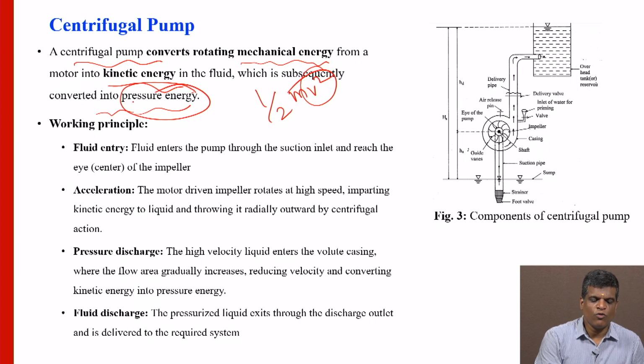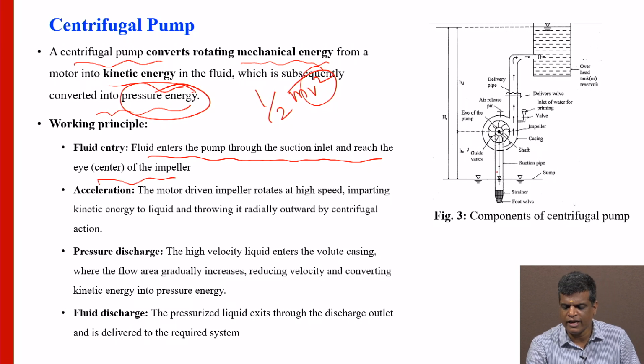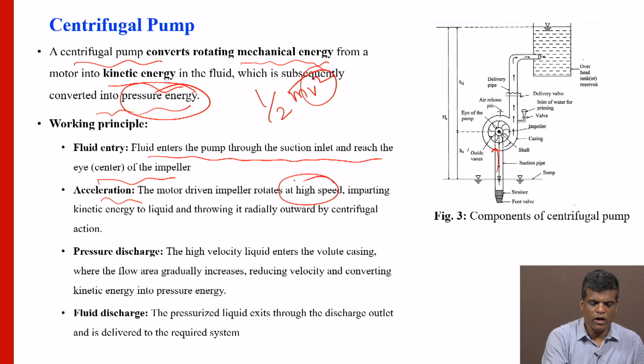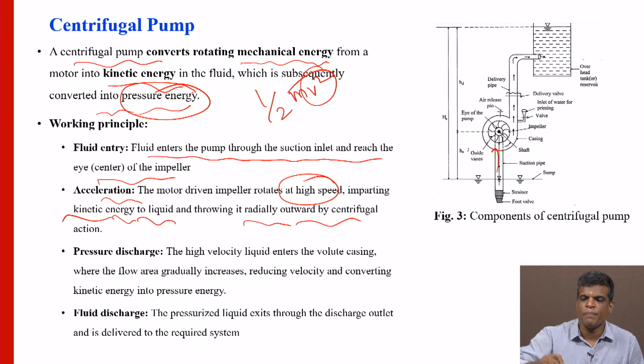Okay. So, what is the working principle here? First, the fluid enters the pump through the suction inlet and reaches the impeller. Then the impeller starts rotating at high speed, imparting kinetic energy, because when you increase the speed, the velocity also increases. So there is kinetic energy to the liquid, throwing it radially outward by the centrifugal action. Then the kinetic energy increases, and this converts kinetic energy to pressure energy.